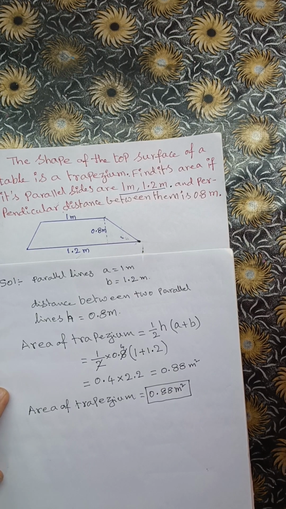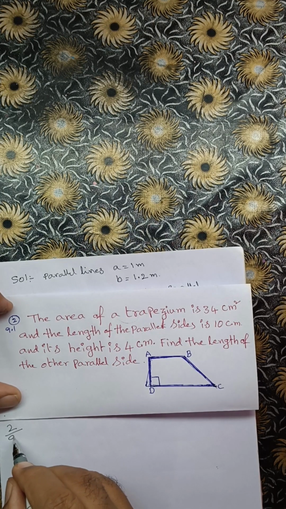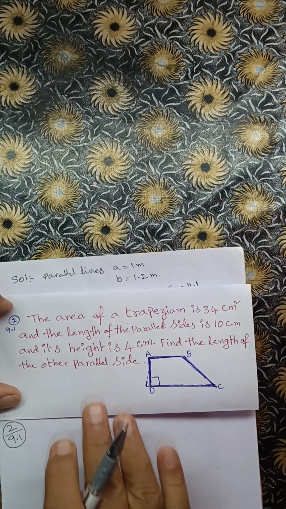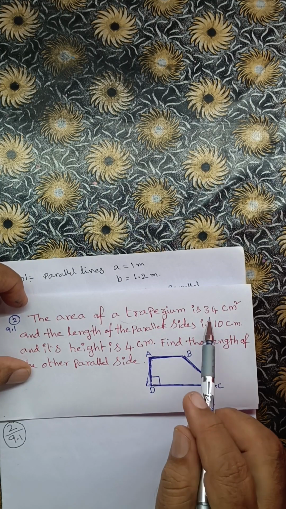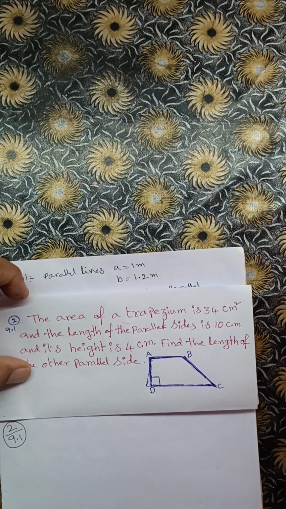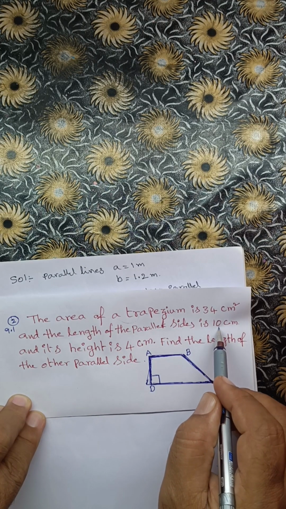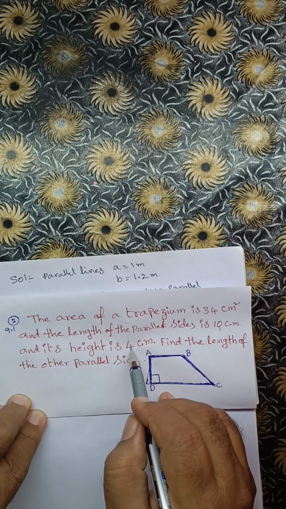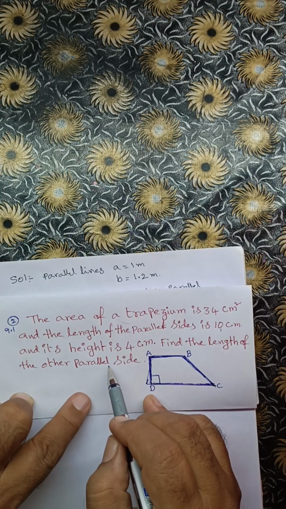Now come to the second question. This is the second question in exercise 9.1. The area of a trapezium is 34 centimeters square and the length of one of the parallel sides is 10 centimeter and its height is 4 centimeter. Find the length of the other parallel side.